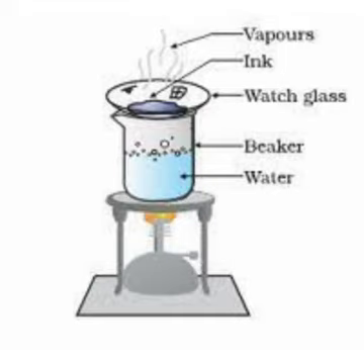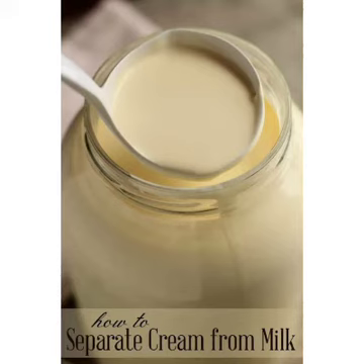The water present in the ink will evaporate and ultimately a blue or black residue will be left on the watch glass. So this residue is dye. You can see in the diagram. And water is evaporated. Now second is, children, the centrifugation process.